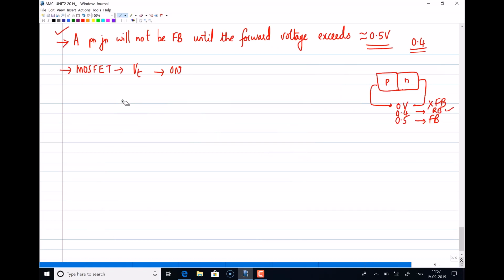Now similarly, if I look at common emitter characteristics, we'll quickly look at that also. Common emitter.